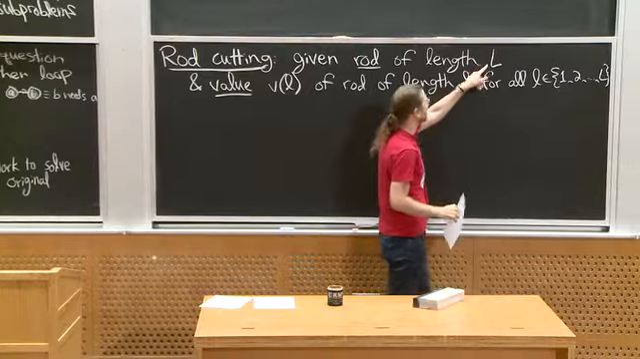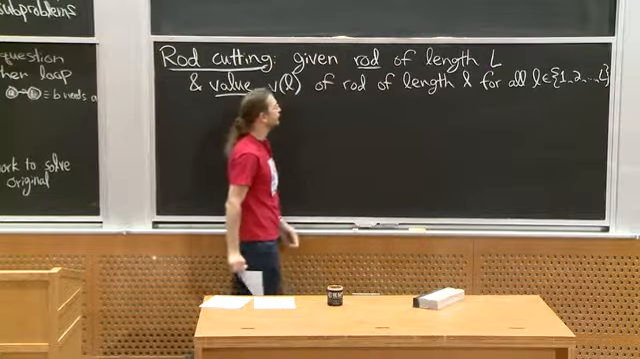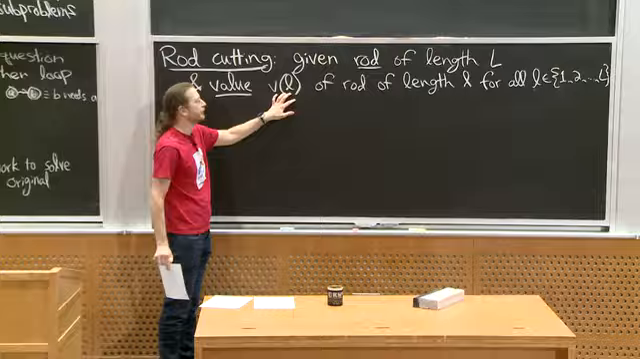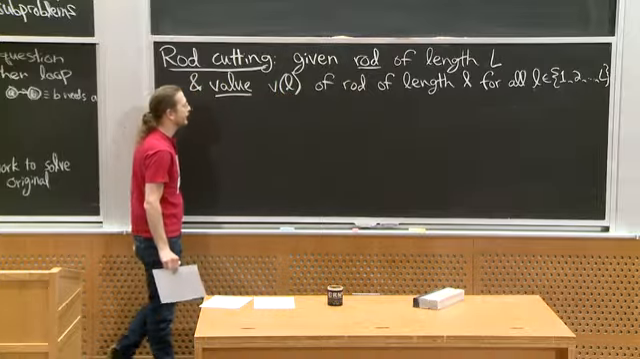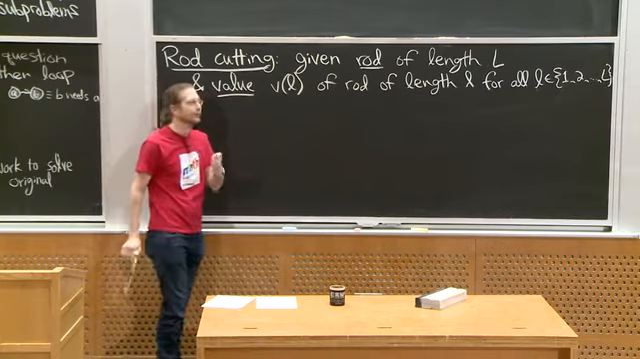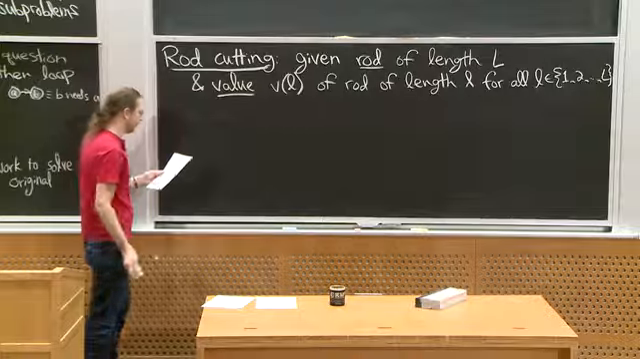So capital L here is the original length. Little l is a candidate length of a piece you might cut. And V of L is the value for cutting off a length L rod, subrod. And we're going to assume when we cut, we don't lose any material. You could probably adjust for that, but it's not terribly interesting.